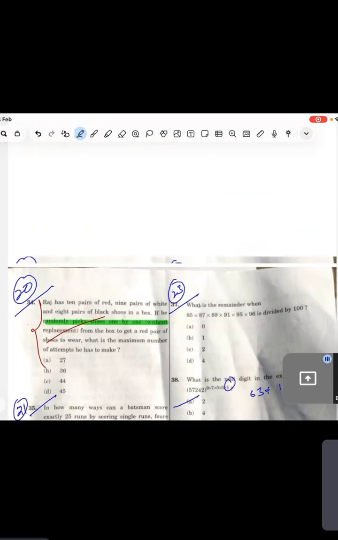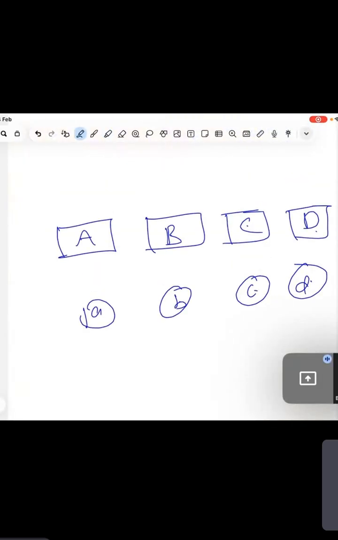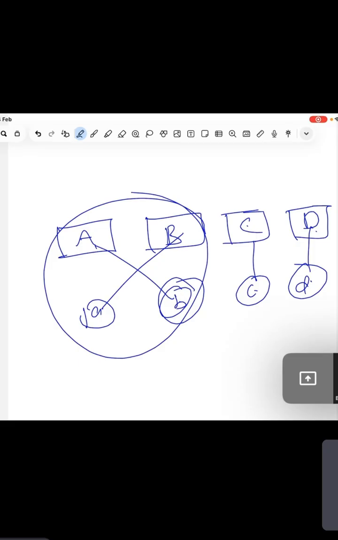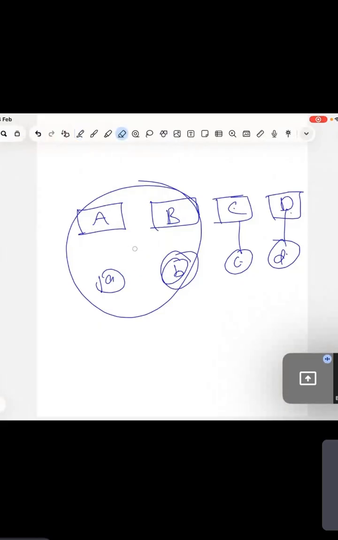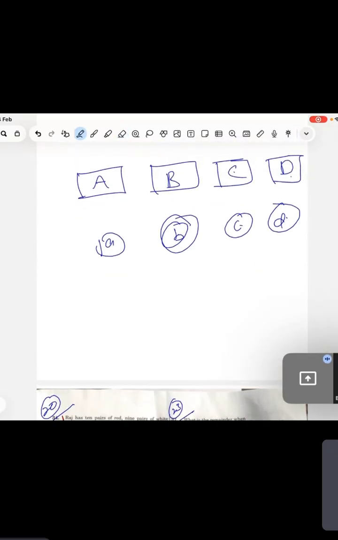But what is the first statement saying? Is it possible that exactly one letter goes into the incorrect envelope? Let's understand. Suppose I have put one letter the wrong way. C can go here, D can go here, but where will B go? B definitely has to go here. It means at least 2 have to be wrong, so the first statement is wrong. Now the second: there are only 6 ways in which only 2 letters can go into the correct envelope. Let's understand this also. Suppose two letters have gone to the right address.